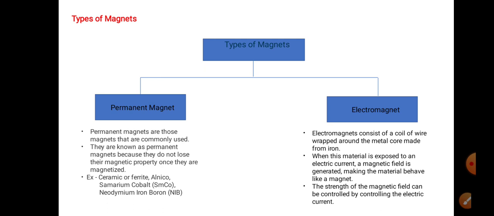The second one is the electromagnet. An electromagnet consists of a coil of wire wrapped around a metal core made from iron. When this coil is exposed to an electric current, a magnetic field is generated, and because of this it shows magnetic property. This is called an electromagnet.